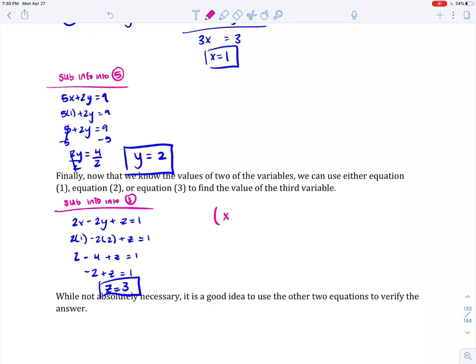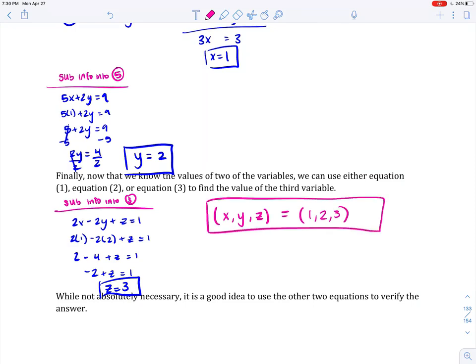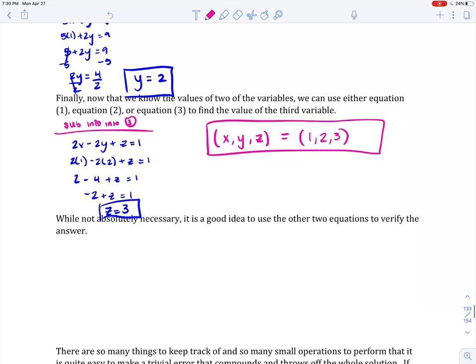Now we've got a solution, but I can't just leave it like that. I need to state it. So just like we said before in our 2D system, we said our point x comma y was equal to blah, blah, blah. We are going to say our point x comma y comma z is going to equal 1 comma 2 comma 3. Oh, isn't that just a cute little answer? I know, it worked out so nicely.